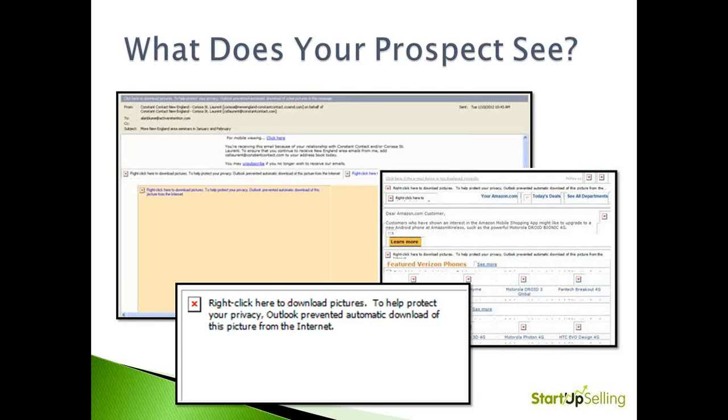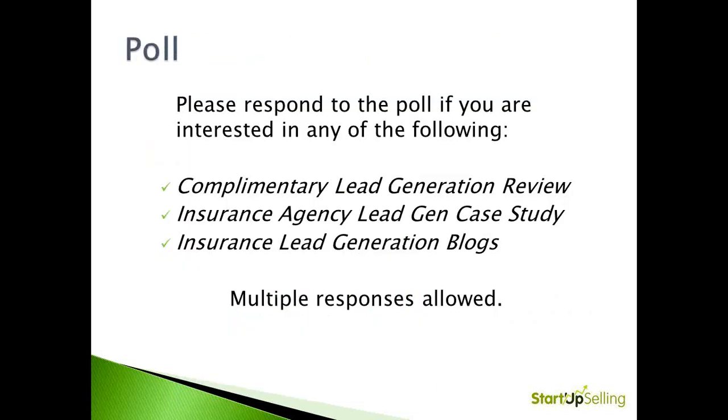Backing up to the one I skipped, my apologies. Tip number 4, Prospect ID. Use a tool like Prospect ID from StartUpSelling to identify who's on your website to accelerate your path to communicating with an interested prospect. With that, we're going to move into our Q&A.